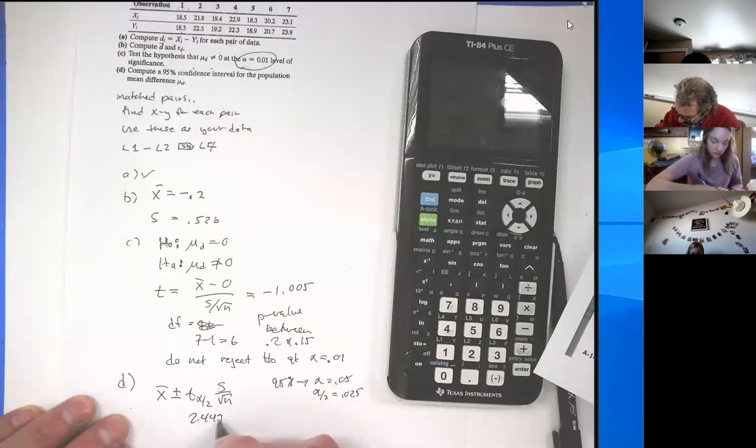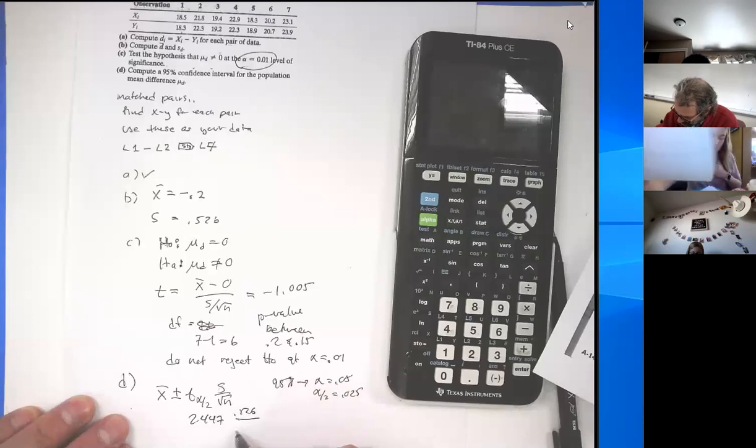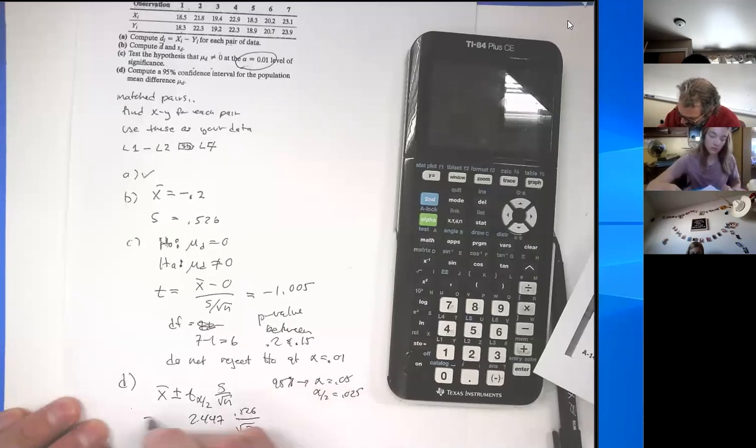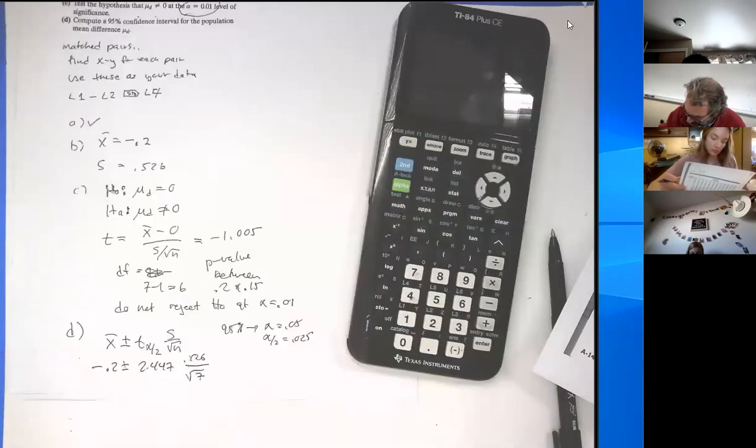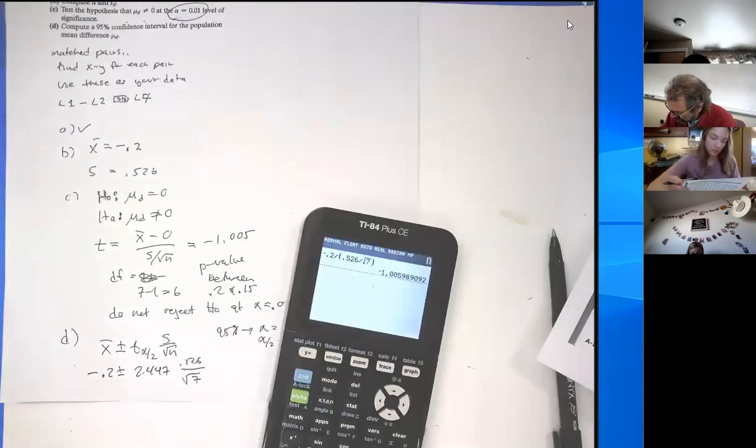So that's 2.447. S was 0.526. N was 7 pairs, square root of 7. X bar is negative 0.2 plus or minus 2.447 times 0.526 divided by the square root of 7. Double check all that. Looks all right. Go.